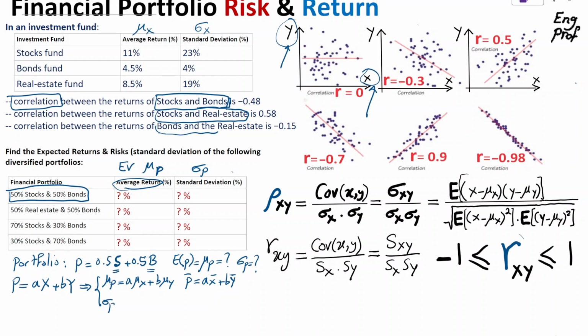Now, sigma square of P, let's say the variance of P, is equal to a square sigma square of X, which is the variance of X, plus b square sigma square of Y, which is the variance of Y, plus 2 times a times b sigma XY, which is the covariance of X and Y.